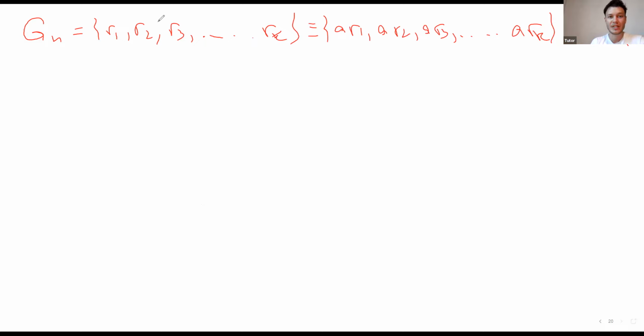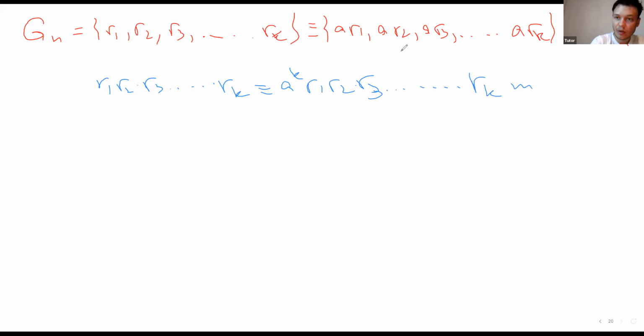Sorry, so all this stuff. Basically, if these numbers are congruent with these numbers, then this product is going to be congruent with this product, right? So I would have R1 times R2 times R3 times RK congruent with AR1 times AR2 times ARK. But how many A's am I going to have in here? I'm going to have K A's. So this becomes A to the power K, and then R1 times R2 times R3 all the way until RK mod n.